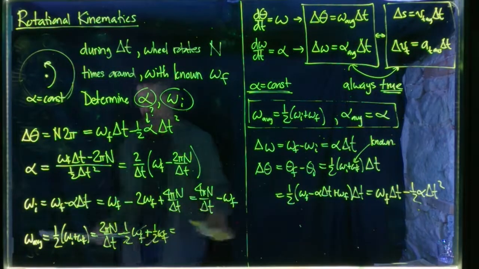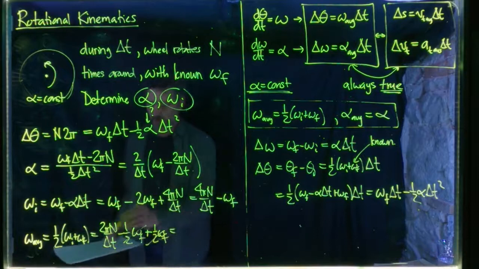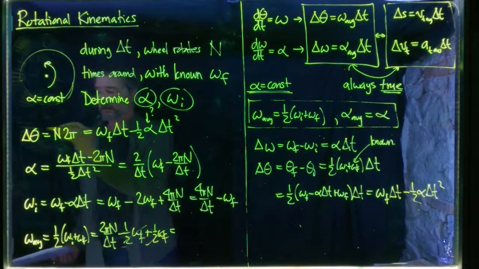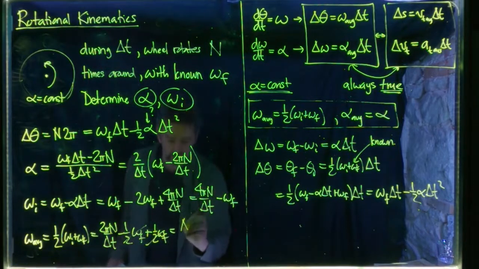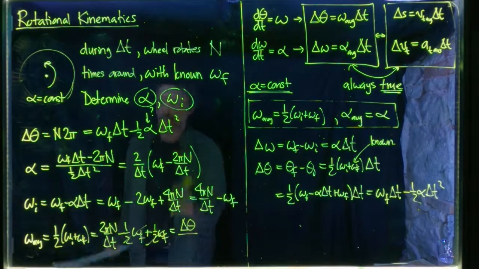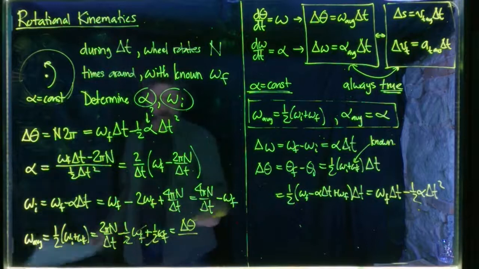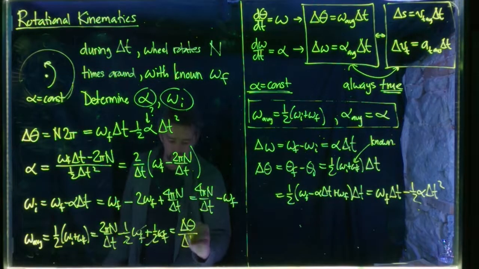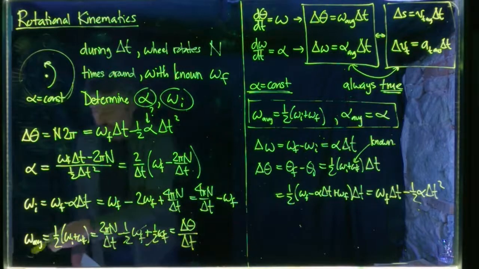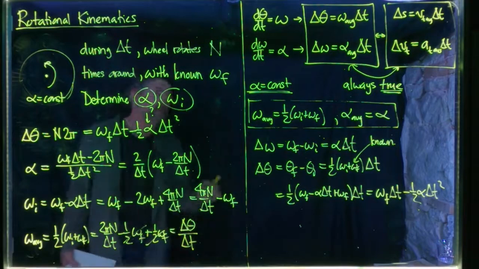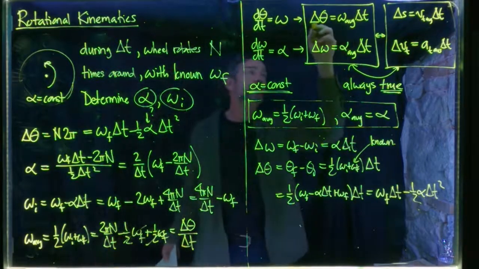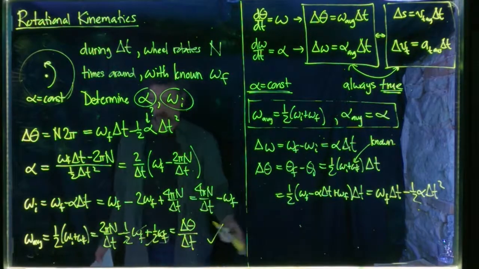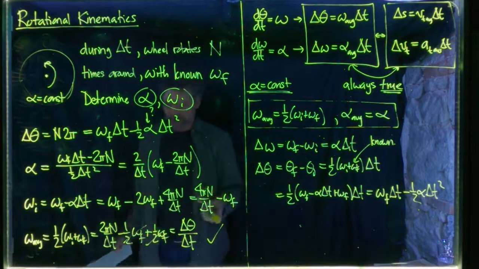Okay, great. So then we have omega average is 2 pi n divided by delta t, and 2 pi n is just delta theta. That's just the angular displacement over n rotations, 2 pi n divided by delta t. And that is omega average. If we just look back here, omega average is just the total delta theta divided by the total time. Okay, and so we're good. My sign threw me for a second.